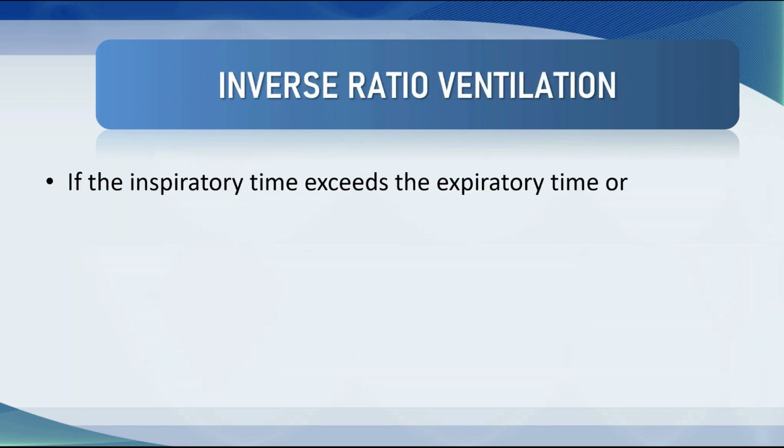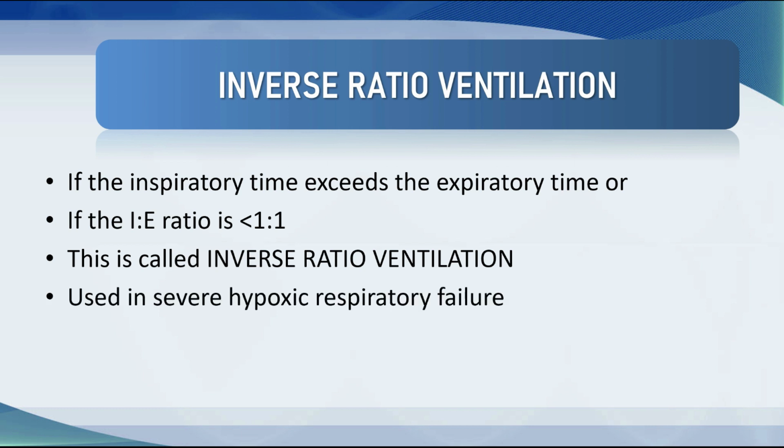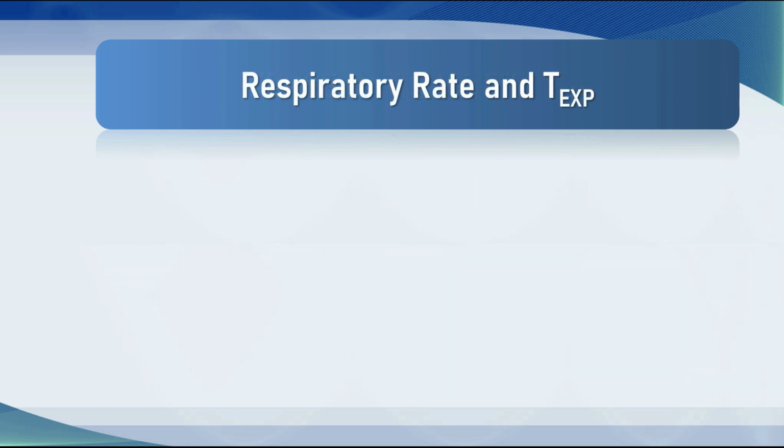If the inspiratory time exceeds the expiratory time, or put another way, if the I to E ratio is less than 1:1, this is called inverse ratio ventilation. It's an advanced ventilatory strategy that is used in severe hypoxic respiratory failure. In the next tutorial, I'll explain why we might do that. We need to talk about respiratory rate and expiratory time.